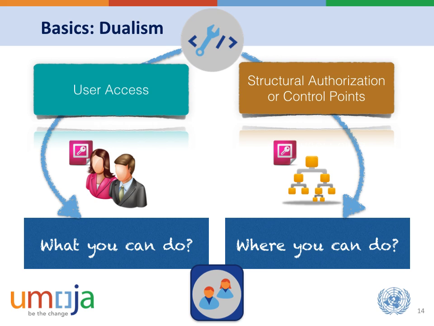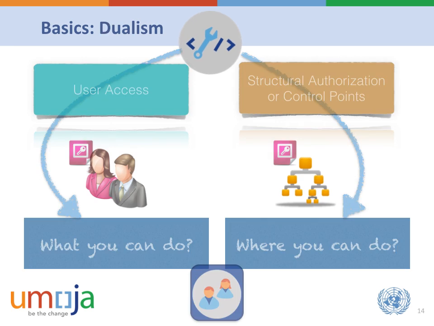So let's recap. User management exercises what is called a dualism. The first one is the user access, which is explained by an enterprise role, and it dictates what you can do. And the structural authorization or the control points dictate where you can do the tasks assigned to you. The combination assignment to the user provides the right access and the right data domain.